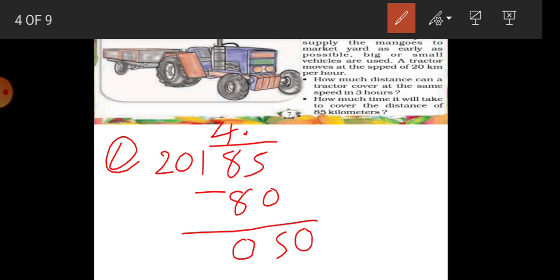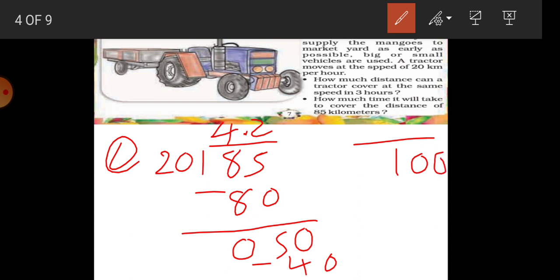Now 50 we can divide. So 2 ones are 20, 2 twos are 40, 2 threes are 60. So 2 twos are 40. Now 50 minus 40, so we get answer 10. Now 10 is also less than 20, so add one more 0.